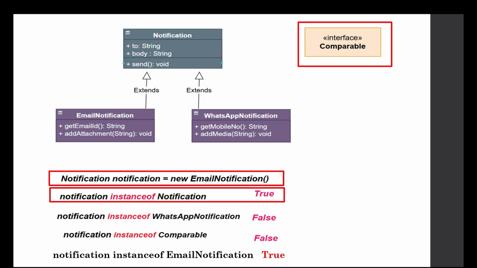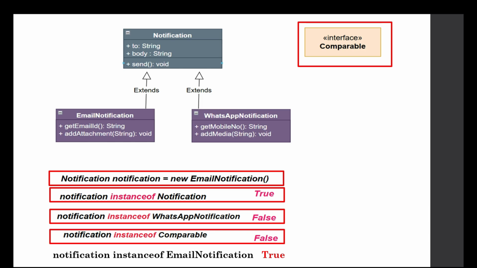And then we are checking whether this notification is an instance of WhatsAppNotification or not, but this is going to return false, because this notification reference variable is holding the object of EmailNotification, and EmailNotification is not in the hierarchy of WhatsAppNotification class. Both of these classes are child classes for Notification. This could be true if the EmailNotification was a child class of WhatsAppNotification.